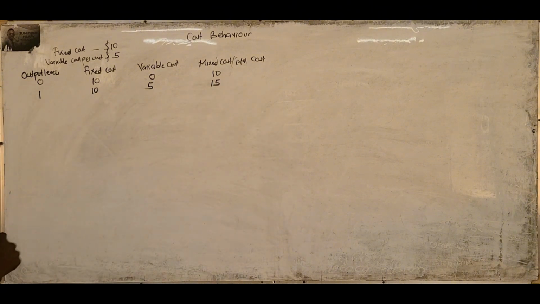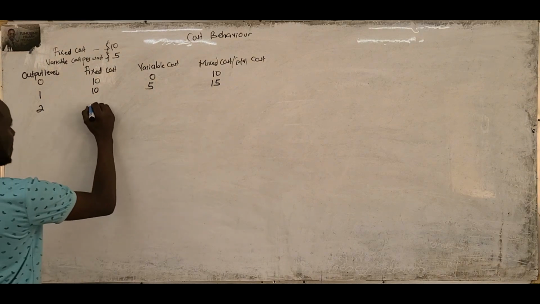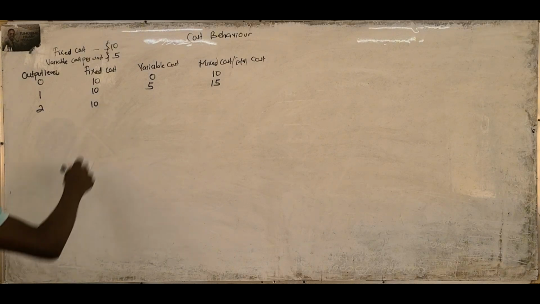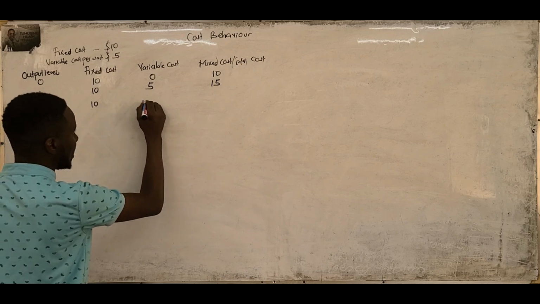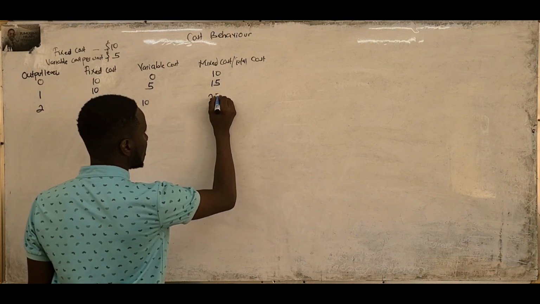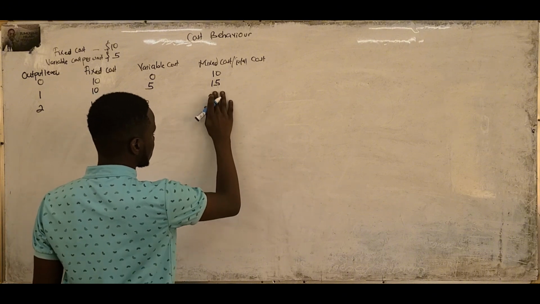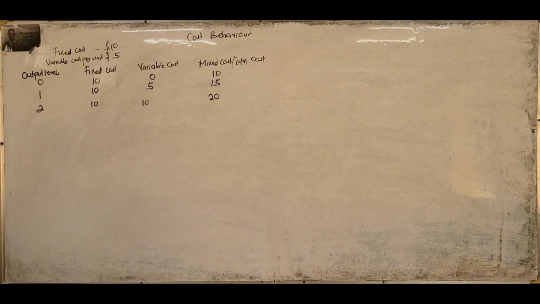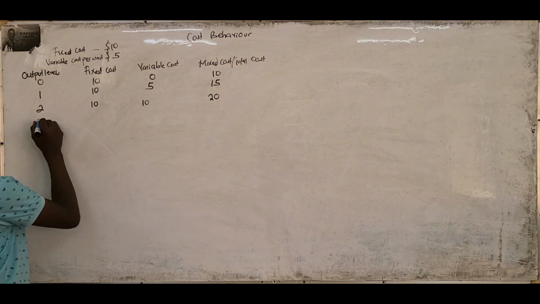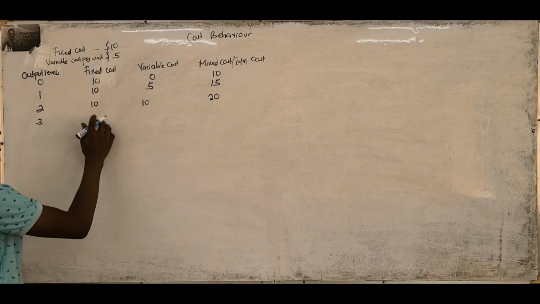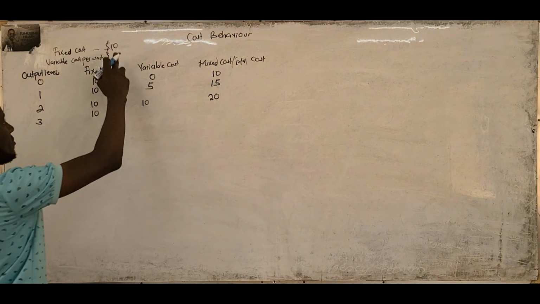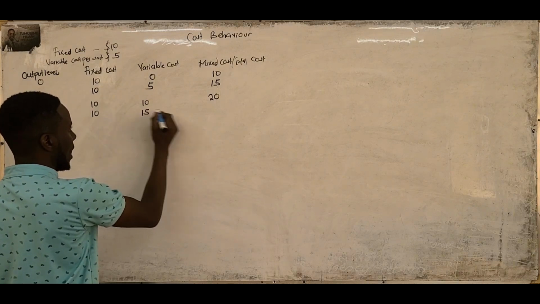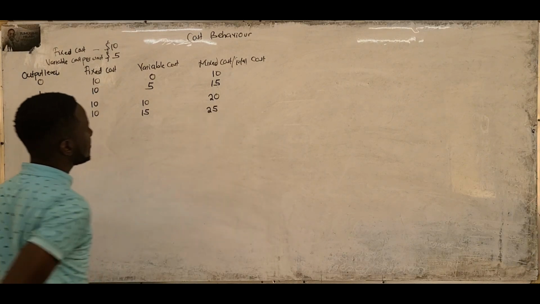Alright. Then if our output level goes to 2, of course our fixed cost will remain 10. Then our variable cost will be 5 multiplied by 2, and we get 10. Then our total cost will be 20. So if we go to 3 as our output level, our fixed cost will remain 10. Then our variable cost will be 5 times 3, which is 15, and then we shall have here our 25.